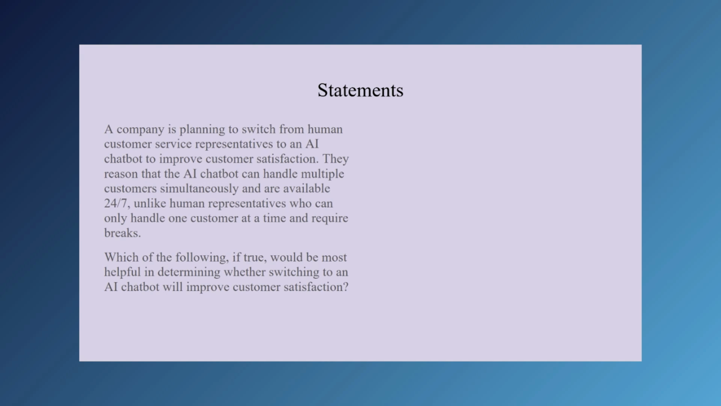Have a look. A company is planning to switch from human customer service representatives to an AI chatbot to improve customer satisfaction. They reason that the AI chatbot can handle multiple customers simultaneously and is available 24/7, unlike human representatives who can only handle one customer at a time and require breaks. Which of the following, if true, would be most helpful in determining whether switching to an AI chatbot will improve customer satisfaction? Let's look at our mini example answers.